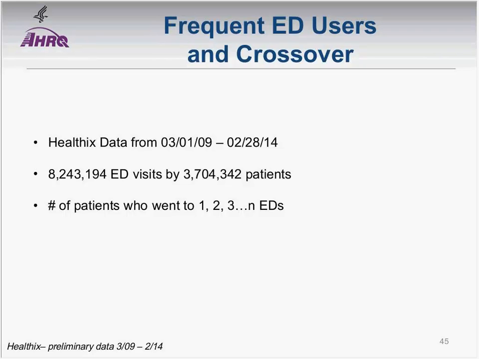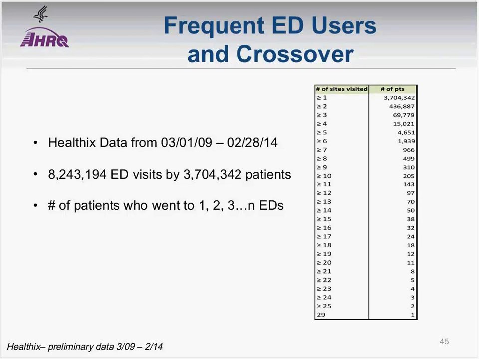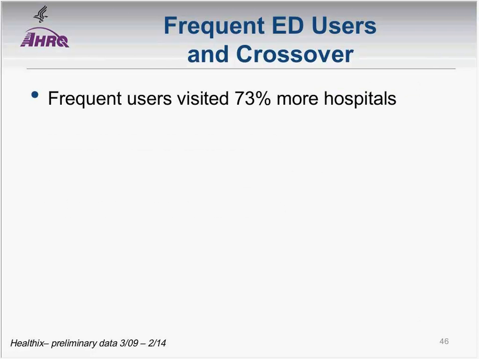And again, we looked at the number of patients who had visits to 1 ED, 2 EDs, 3 EDs, and so on. And similar to that previous table I showed, there were 31 EDs in this current study, and we actually had 1 patient who made it to 29 of those 31 EDs over the 5-year study period. Frequent ED users visited 73% more hospitals than standard ED users.